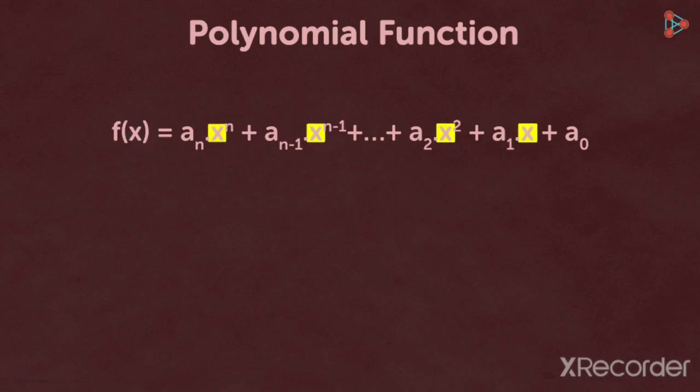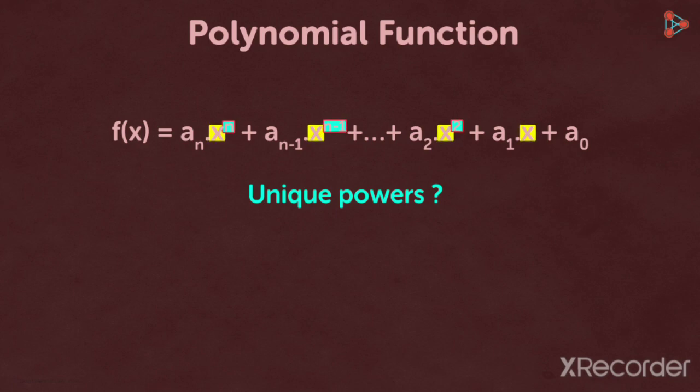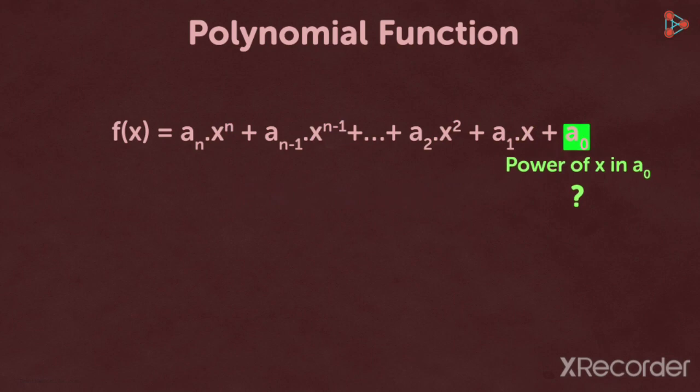We notice that x terms are raised to unique powers. So why do we use the word unique? This is because no two terms of x have the same power. Yes, we notice that every x term is raised to a unique power, but what is the power of x in the term a_0? To answer this question, we need to understand that a_0 is nothing but a_0 multiplied by x raised to 0. So the power of the x term is 0.